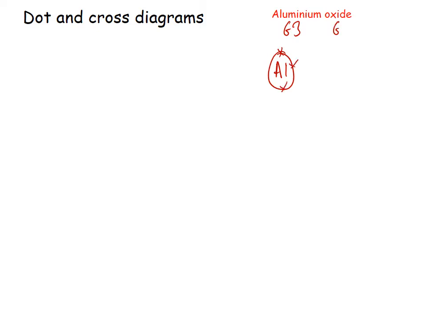Your oxygen, because it's in group 6, is going to have 6 electrons in its outer shell. Okay, there we are. So now we can use the same method that we used before, where we're looking at the ions. So aluminium forms Al3 plus ions and oxygen forms O2 minus ions. So again, you're going to need times 2 aluminiums and times 3 oxygen.